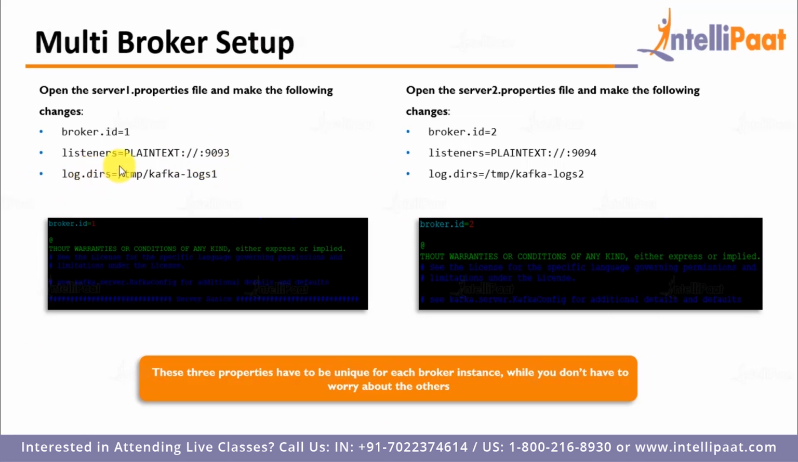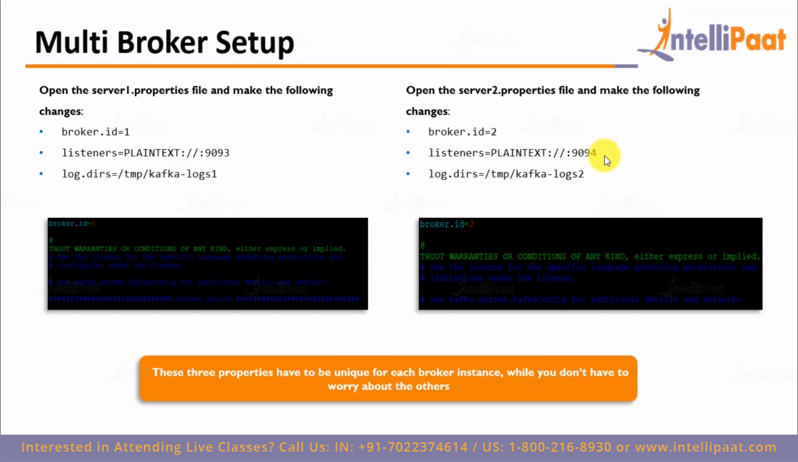And again, we will make changes over here. So we'll set the log.dirs over here. Now initially it was kafka_logs. So we'll change this to kafka-logs1. Similarly, we'll go inside the server2.properties file and we'll make these changes. So over here, we'll set the broker ID to be equal to 2 because this is our third broker. And this broker will be listening to the port number 9094.